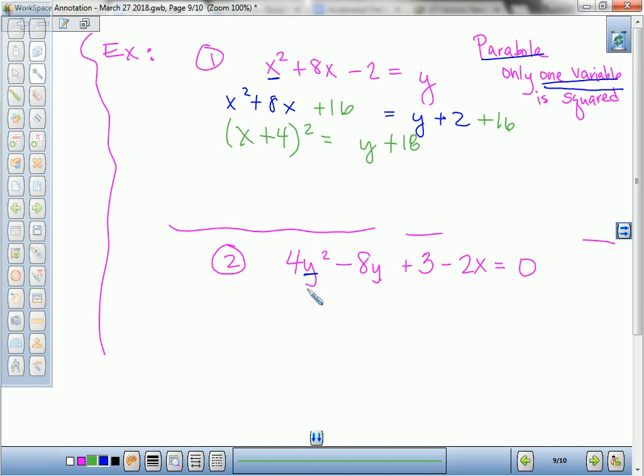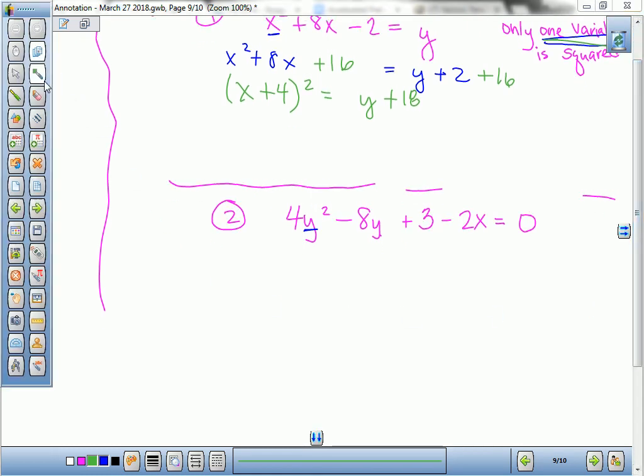But how do you know it's just one answer? You only have to complete the square once with a parabola because there's only one squared variable. So if there's two squared terms, like a quadratic equation, it's not a parabola. It's either an ellipse, hyperbola, or a circle.